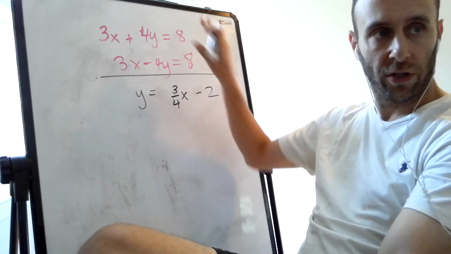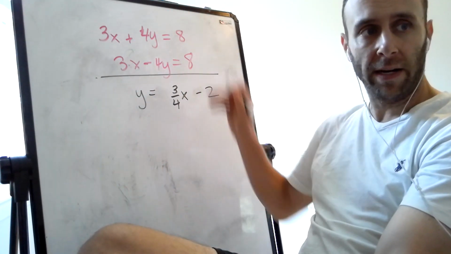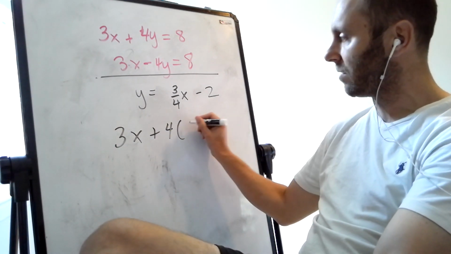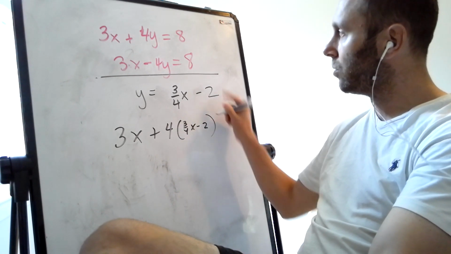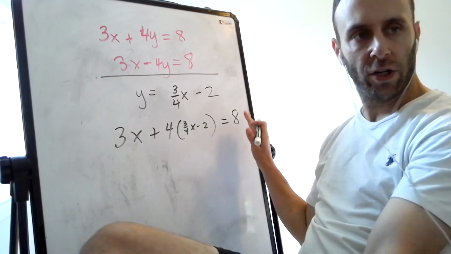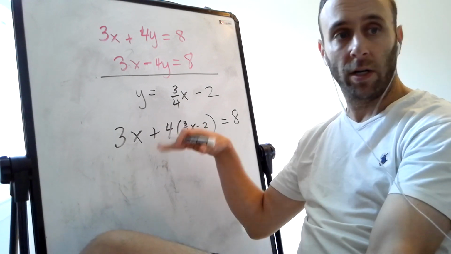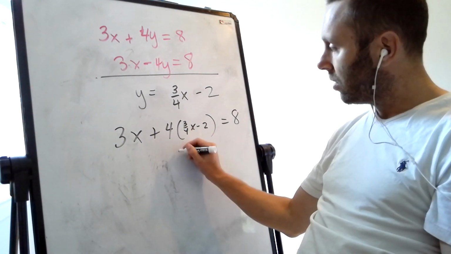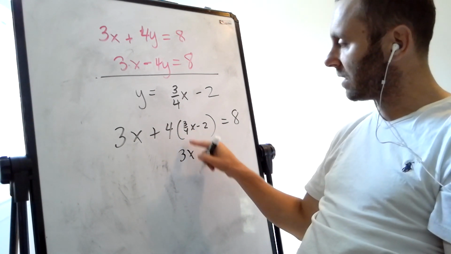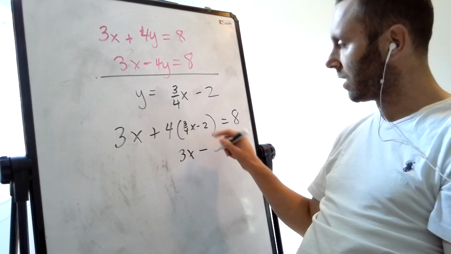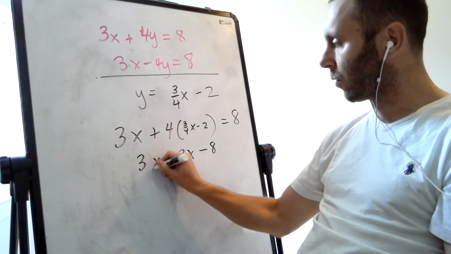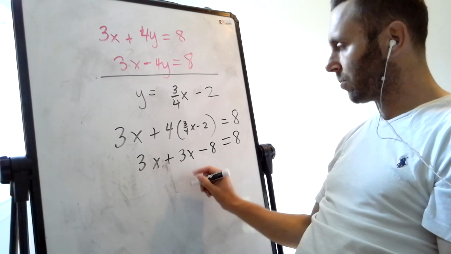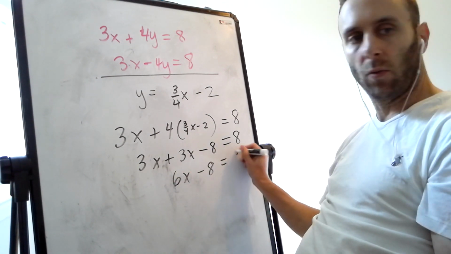Now, in the other equation, all we're going to do is substitute that in. So 3x plus, but not 4y anymore. We're going to put this in for y: 4 times 3/4 x minus 2 equals 8. Now I have an equation where there is only an x in there, so I'm going to solve this equation for x. I distribute the 4. 4 times 3/4 ends up being 3x, minus 4 times 2 is 8. I'm going to bring down my 3x and my plus sign, equals 8. 3x plus 3x is 6x minus 8 equals 8.